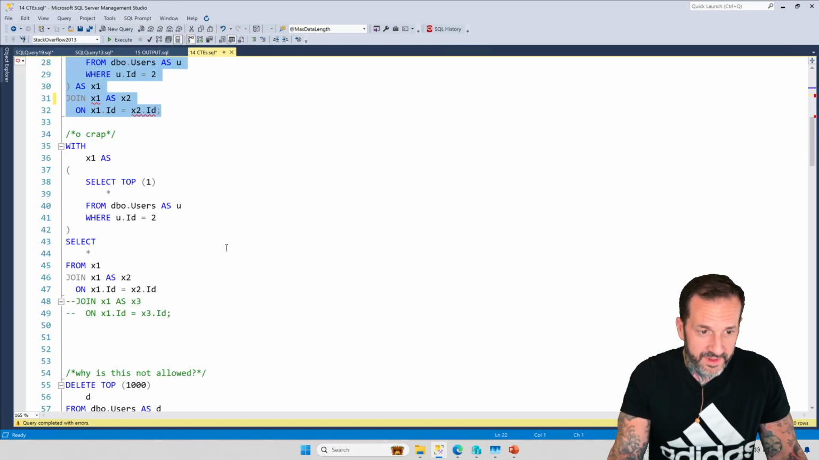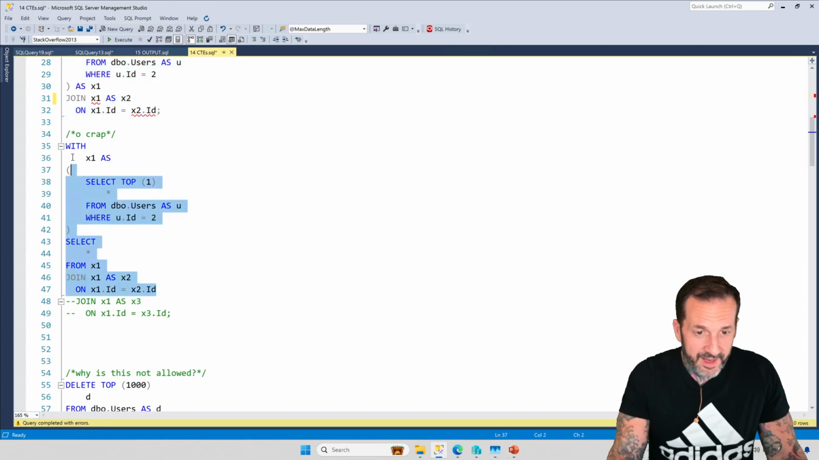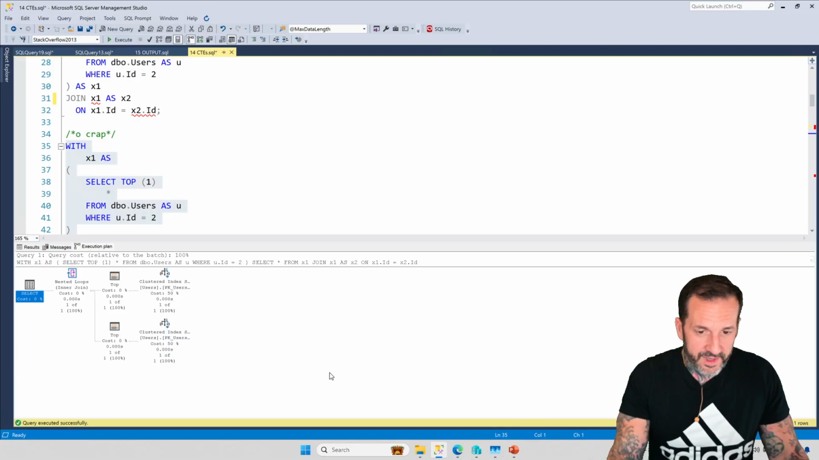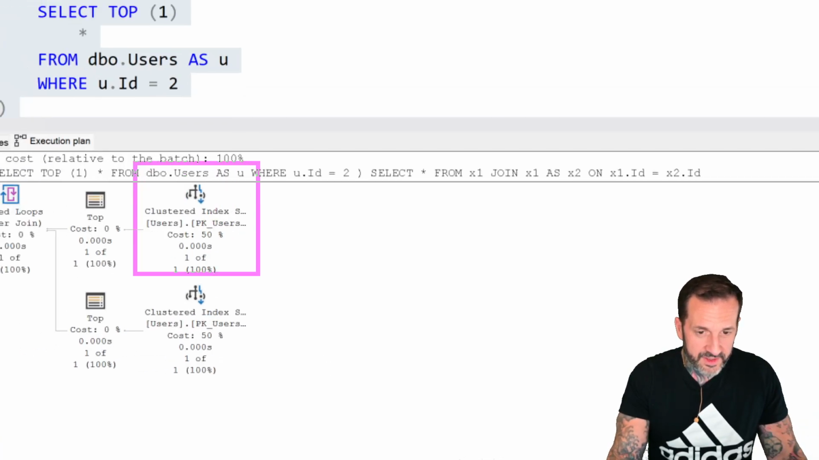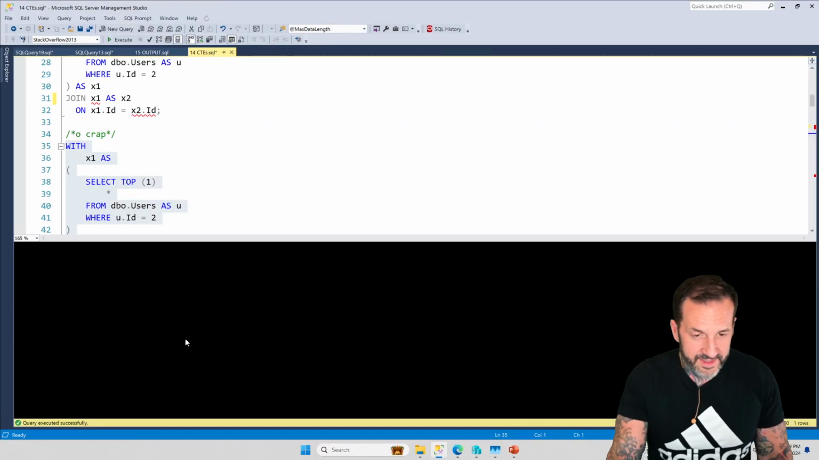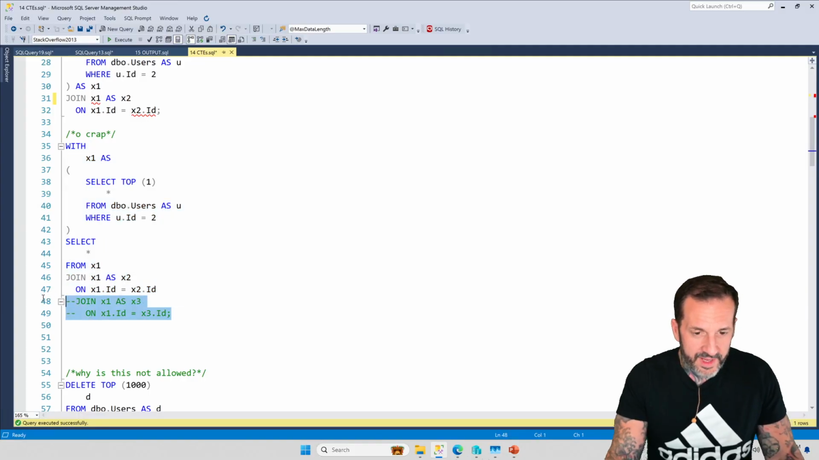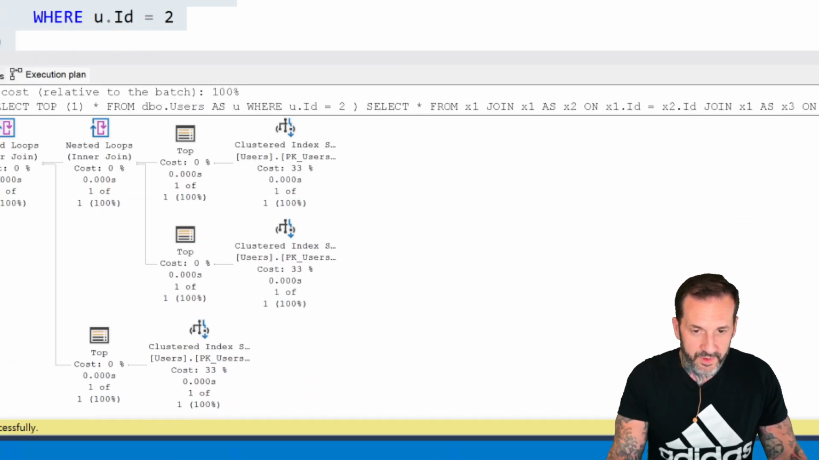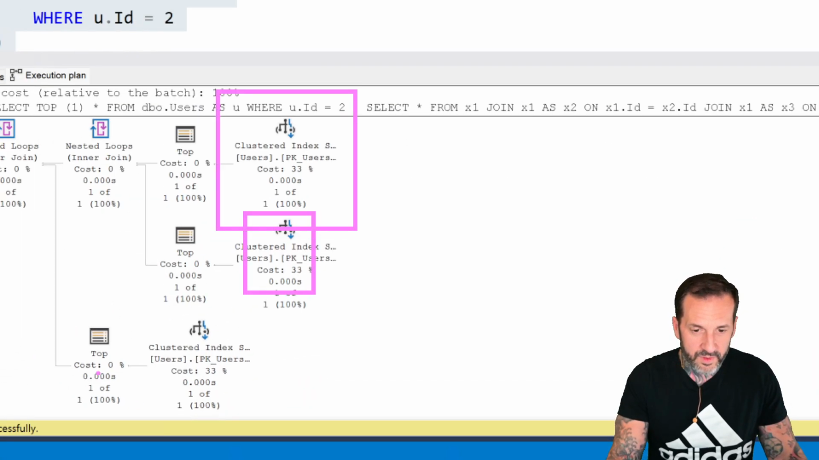The problem, as always with common table expressions, is every time you re-reference them, SQL Server runs the query in them again. If you look at this, we touch the users table not once, but twice. And if we add a third join to our correctly named common table expression, we will now see that we touch the users table three times, a one, a two, a three.